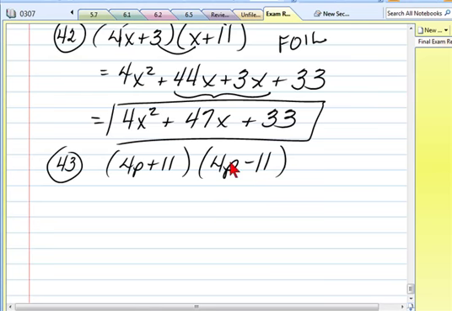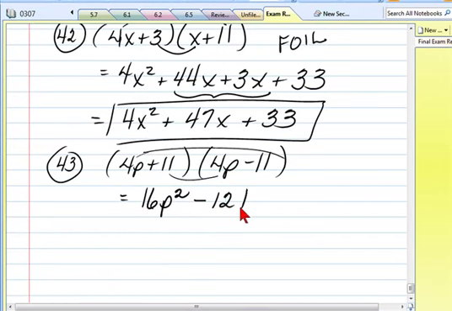So the product of the first is 16p squared. Don't forget your exponent. The outer product and the inner product are opposites, so I don't care about them. The product of the last is minus 121, and I'm done. You can do it by FOIL and write down those outers and inners, but they will cancel.